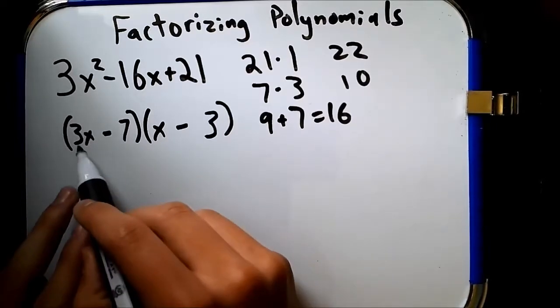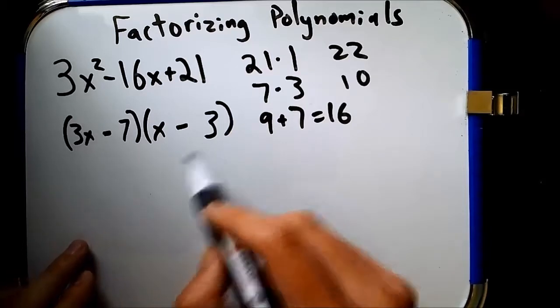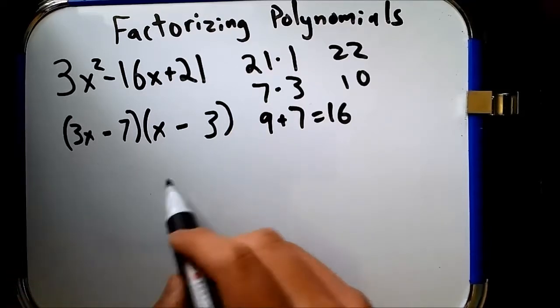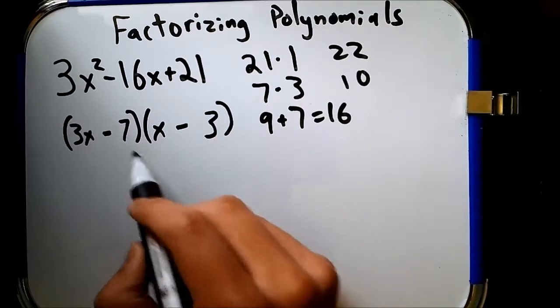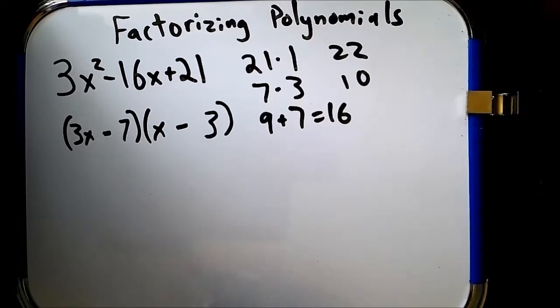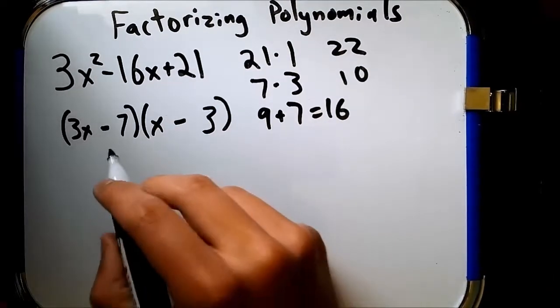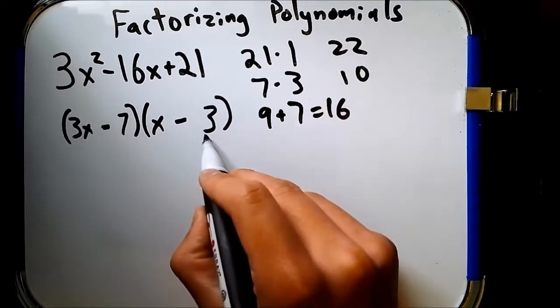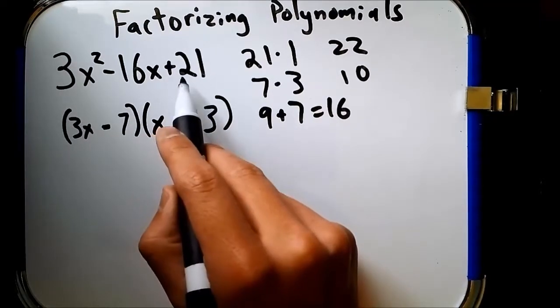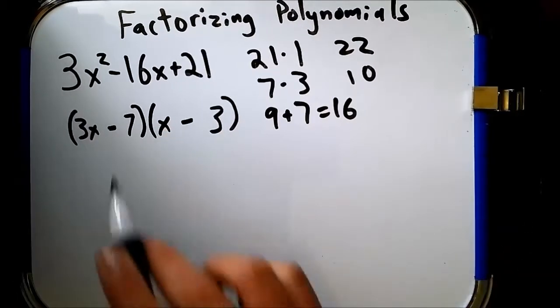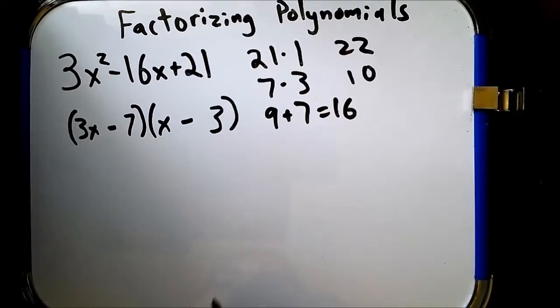So this means that this term, if we FOILed this out, would be negative 9, and this term would be negative 7. Negative 9 plus negative 7, or the same as negative 9 minus 7, is negative 16. And we can also see that negative 7 times negative 3 is equal to 21. So let's double check this by FOILing it out.